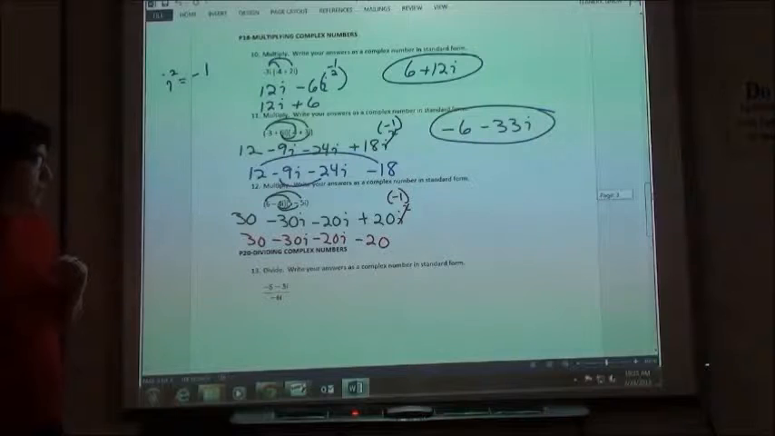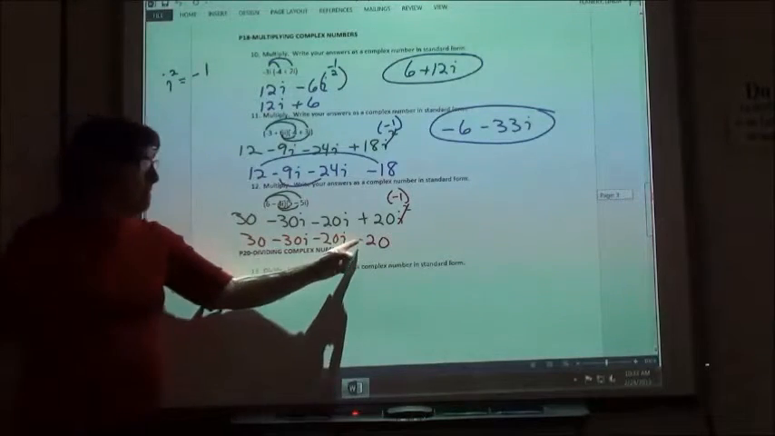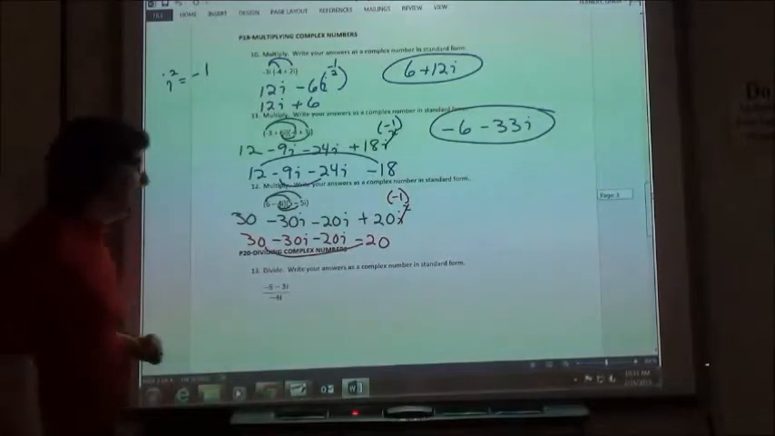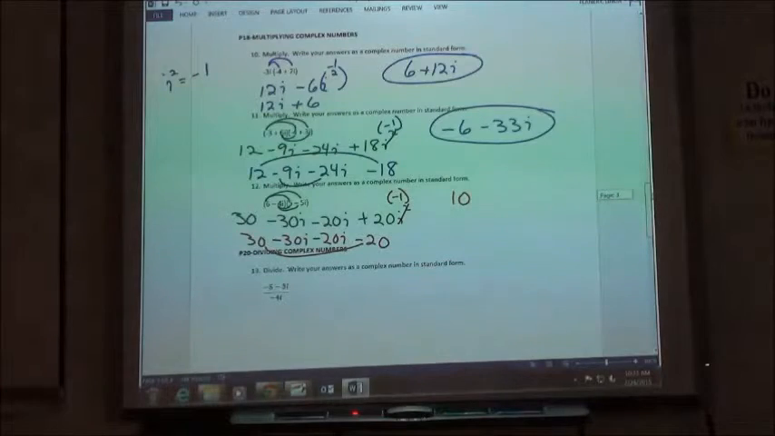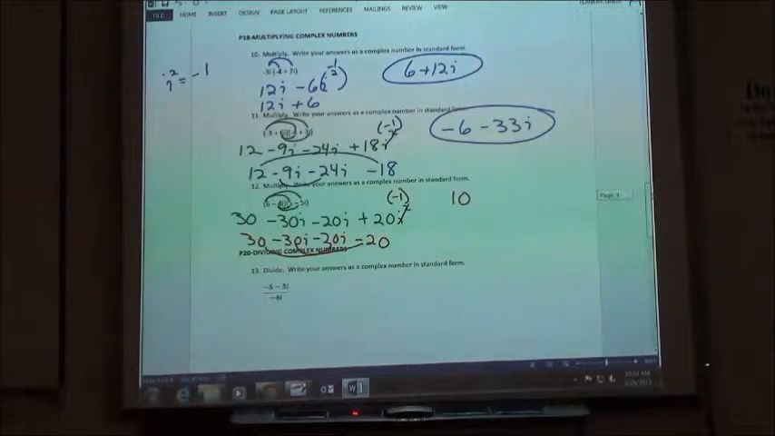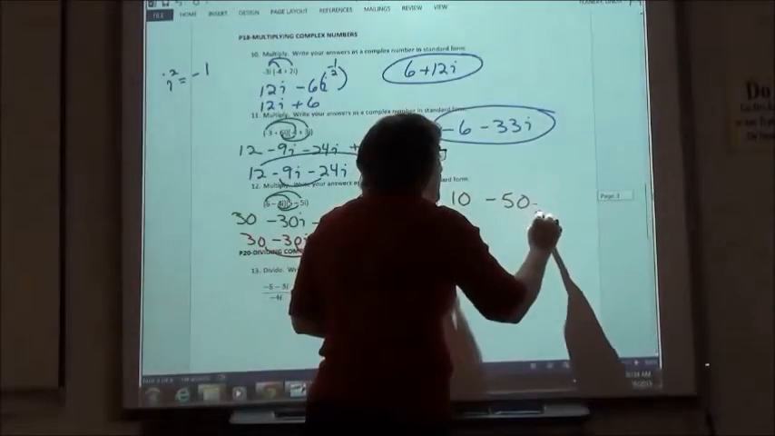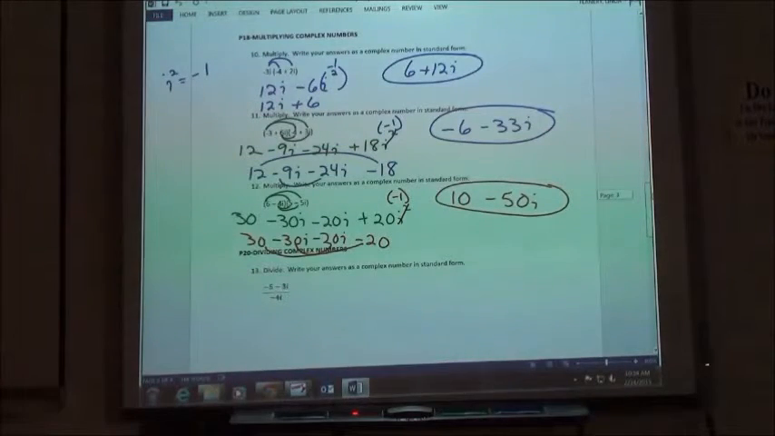So it's going to be 30 minus 20, which is 10. Equals 10. And then we're going to combine our i's. Negative 30 minus 20 equals negative 50i. So 10 minus 50i is going to be my answer. All right?